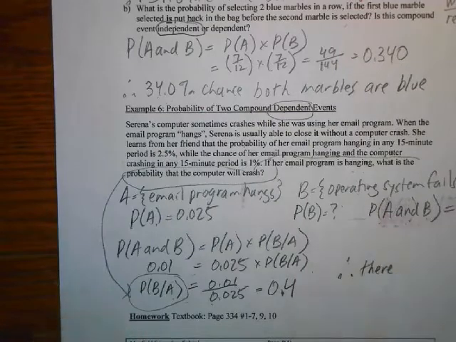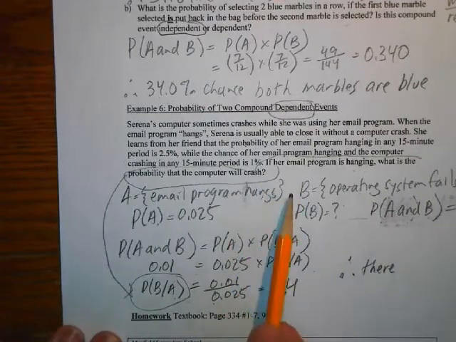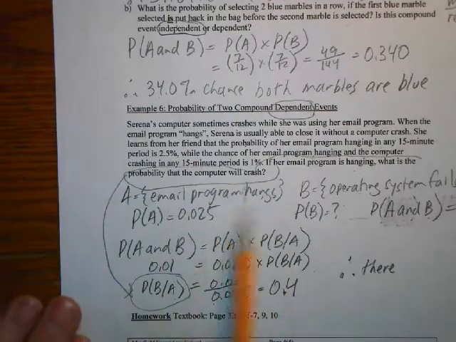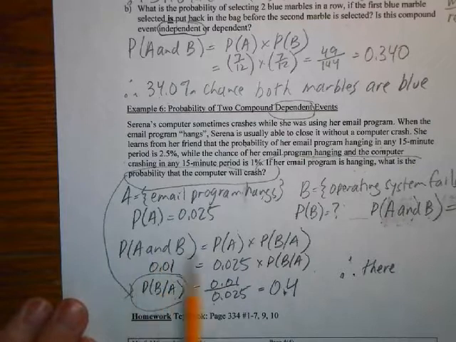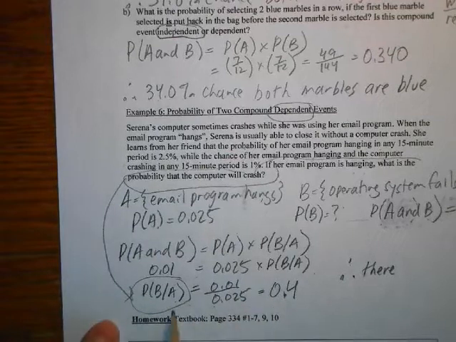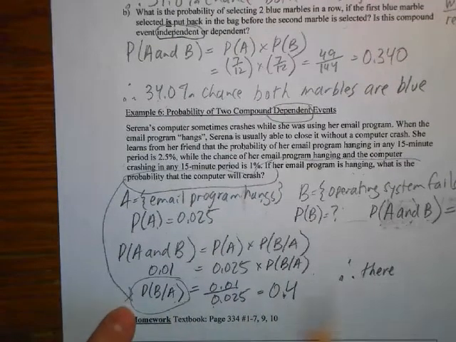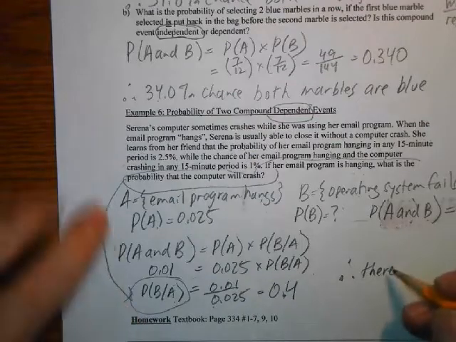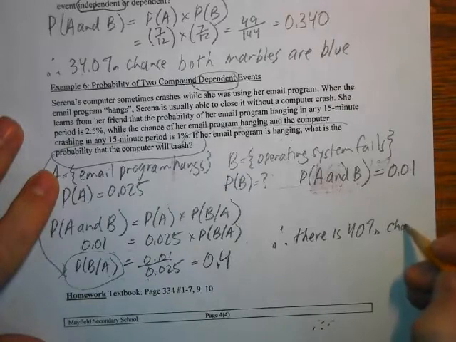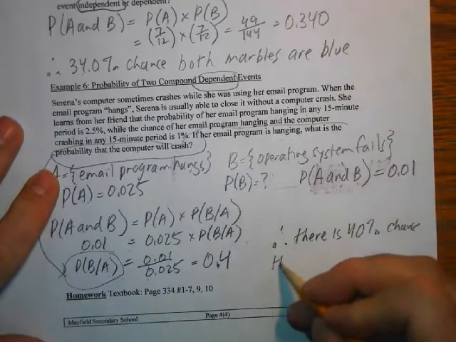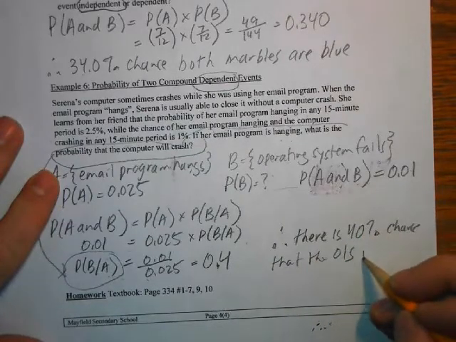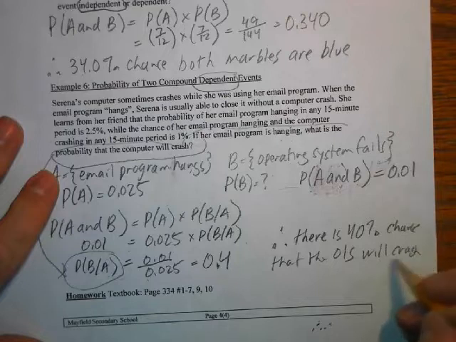It would actually be a lot harder to start with what they're asking and work your way backwards from what we did. I think just writing down what we do know, then writing out the formula for probability for dependent events, filling in what we know, and solving for what we don't know, and then seeing that, yes, that's what they asked us. Okay, so there's a 40% chance that the operating system will crash if her email program hangs.